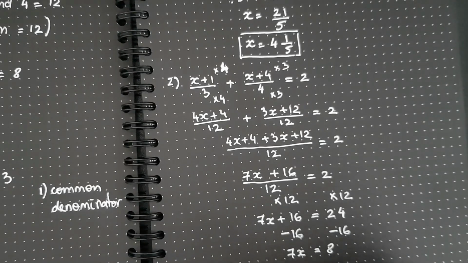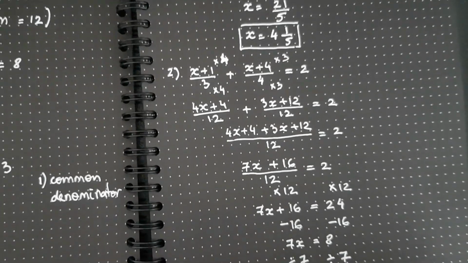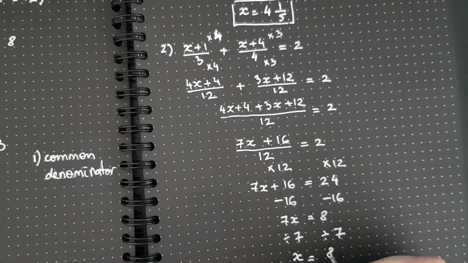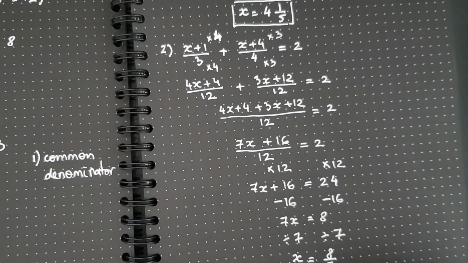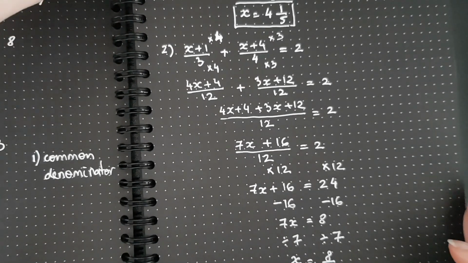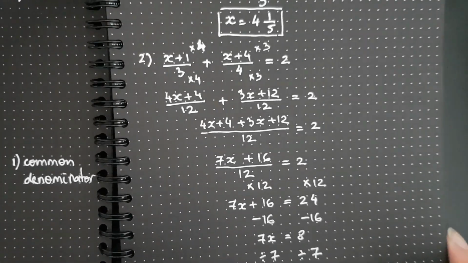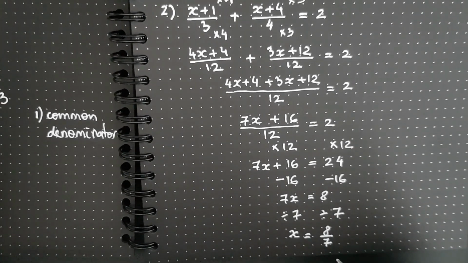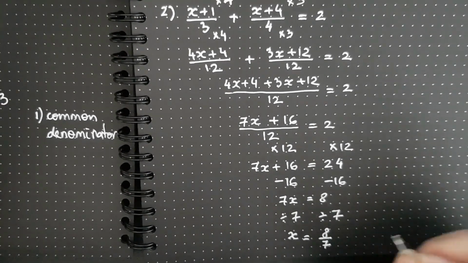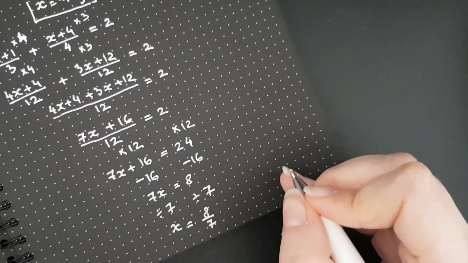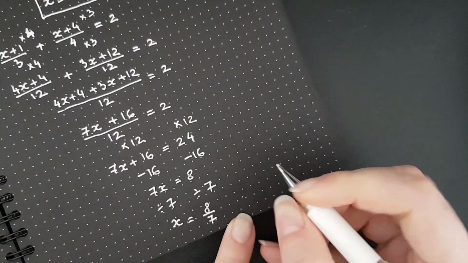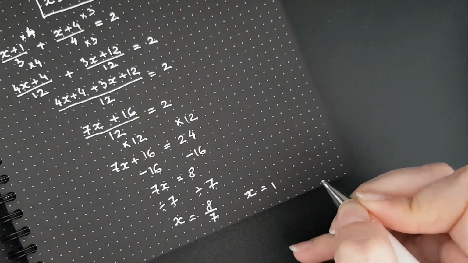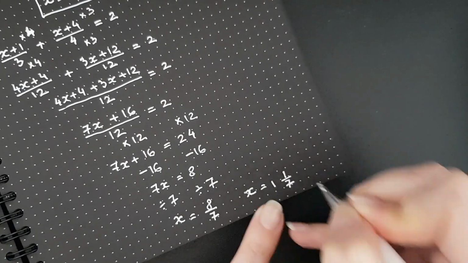Divide by 7. So final bit, I get x equals 8 over 7. Now again, I want to write that as a mixed number. So let me show you. I get 8 over 7. So I'm going to put it on the side over here. How many 7s go into 8? And that's 1. And I've got a remainder of 1. So I go 1 over 7.